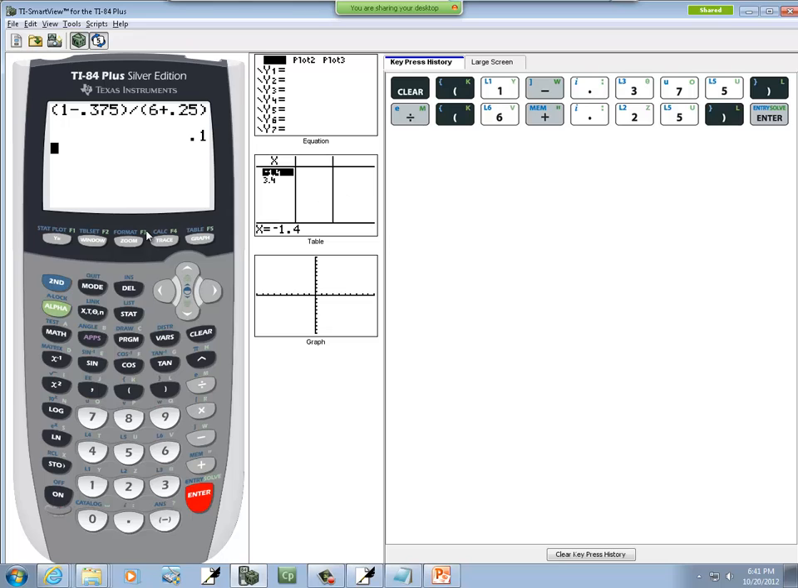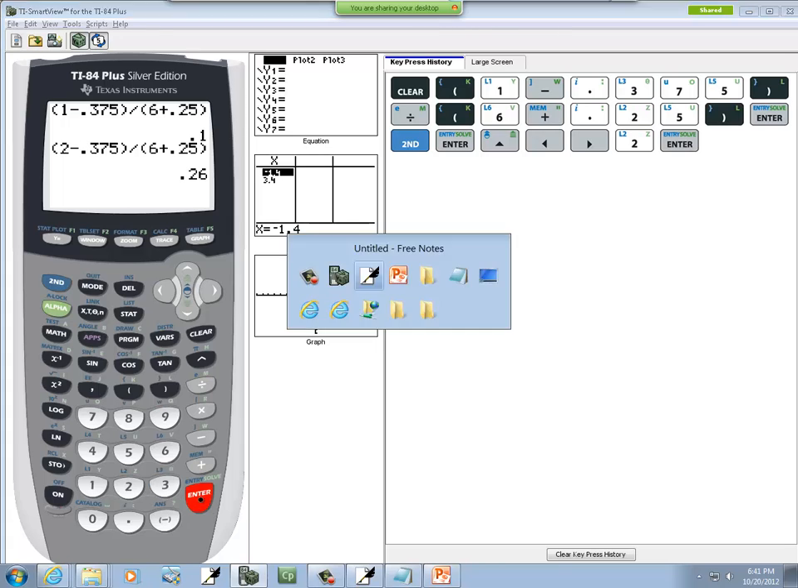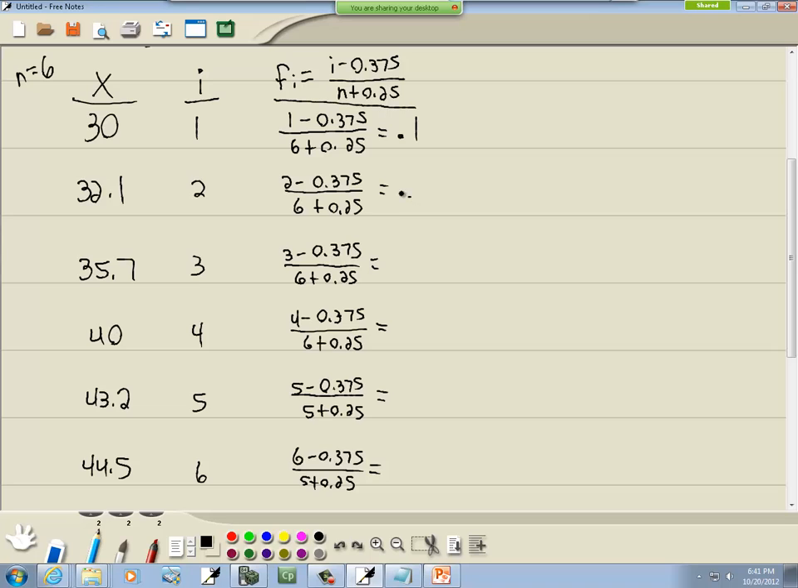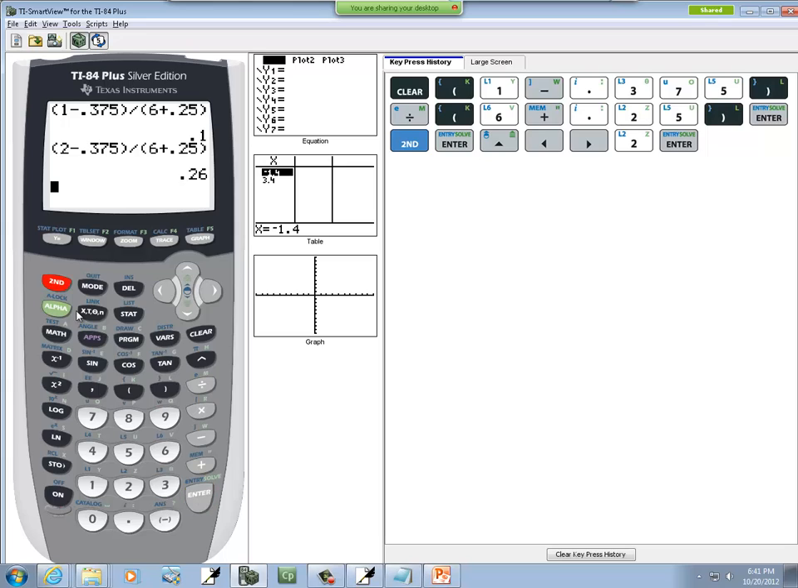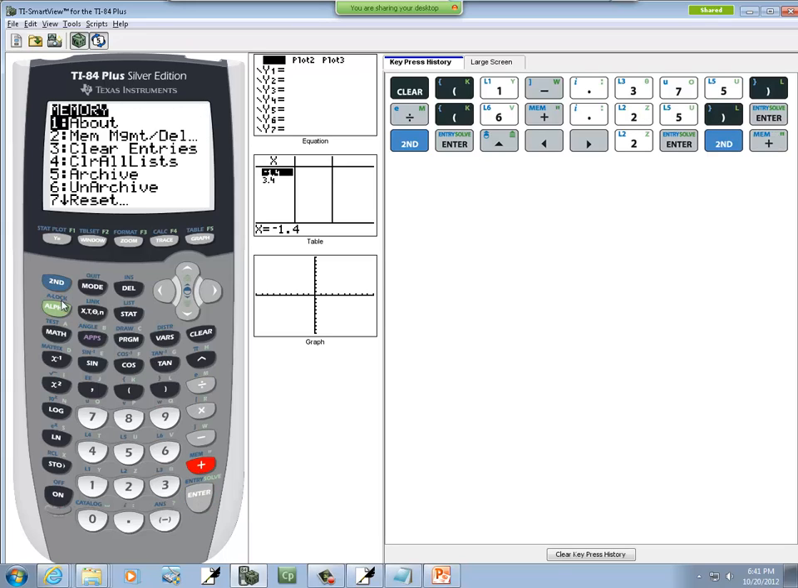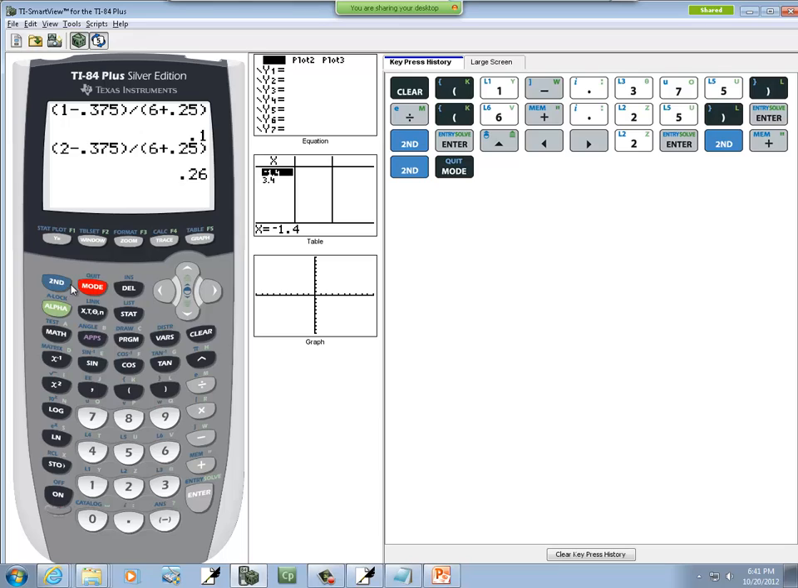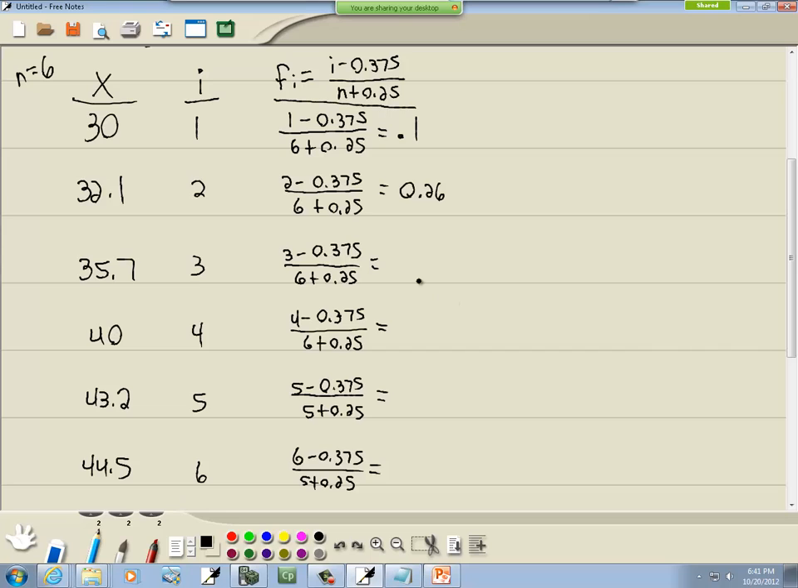Next one. I can do a second enter to bring up the previous entry, and then I can do an up arrow and left arrow, go clear to the left or something like that. Anyway, change that to a 2, and we get 0.26. And then I'll do second enter, bring up the previous entry again. What did I do? I don't know what I did, but let's try it again. Second enter, up arrow, right arrow, put a 3 there, and we get 0.42.